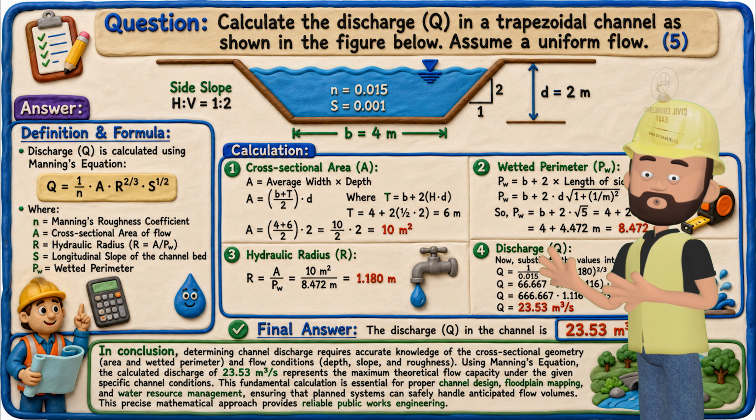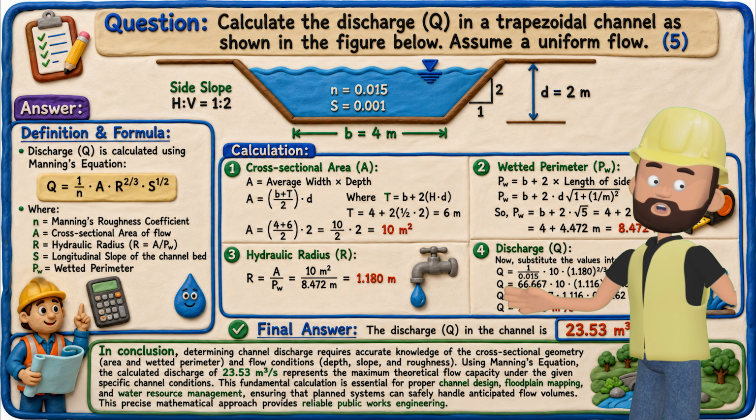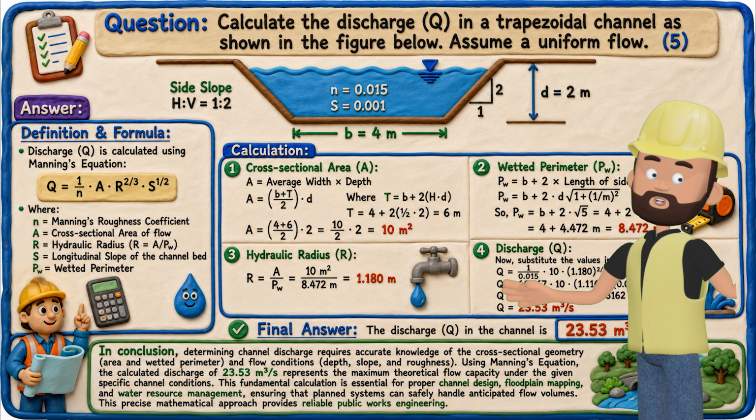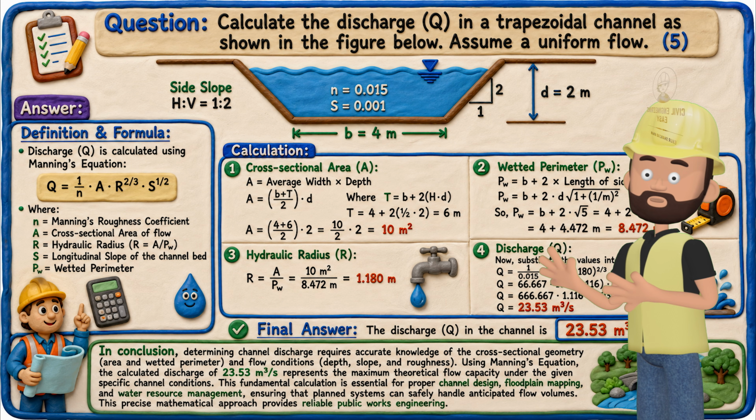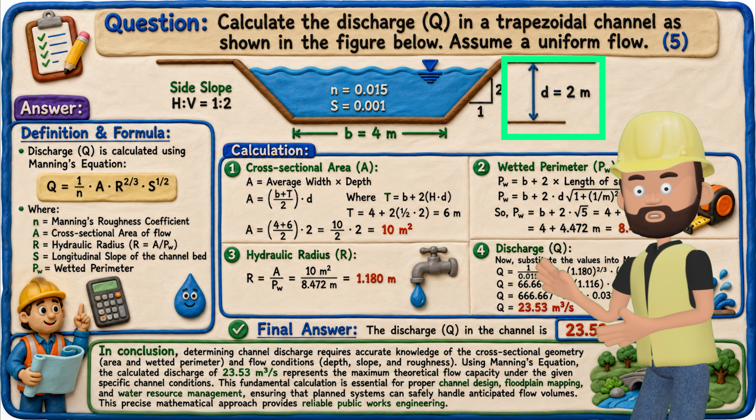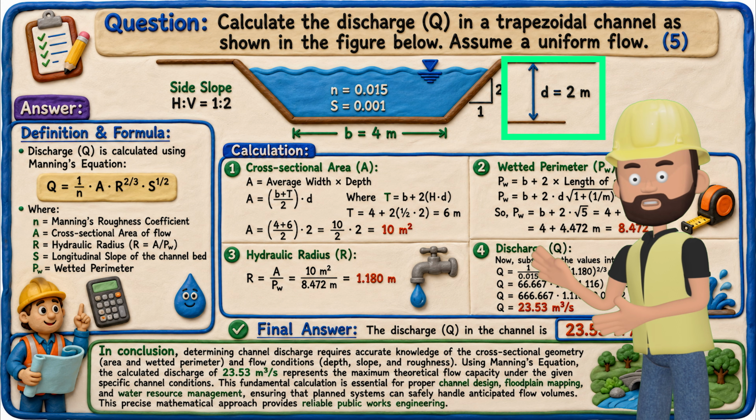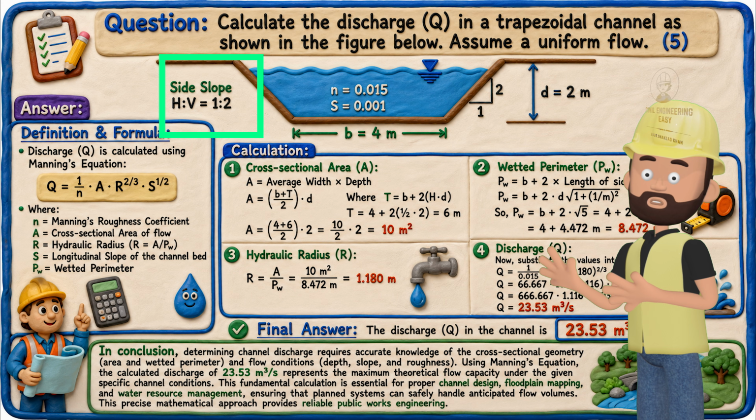In today's example, we'll calculate the discharge Q in a trapezoidal channel under uniform flow conditions. The problem: we are given a trapezoidal channel with a bottom width B of 4 meters and a flow depth D of 2 meters. The side slope is 1:2 horizontal to vertical.